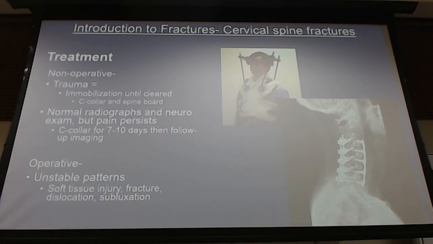Okay? If you find there's an unstable pattern, i.e., soft tissue greater than 1/3 the width of C3, or you've got some crepitus on your physical exam, or the patient continues to complain of pain, or there are neurologic symptoms during your physical exam, that's an unstable fracture pattern, and they should be referred to someone else.